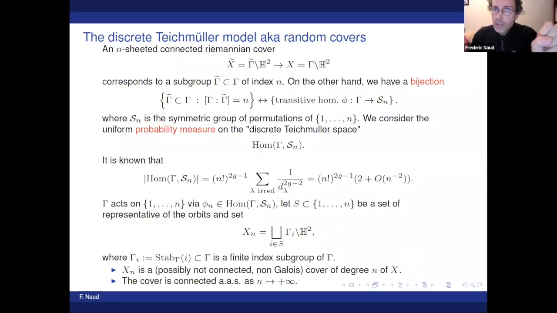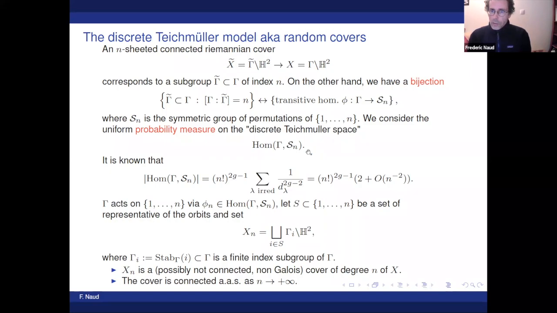And a way to parameterize, a way to view this space of covers, is just to look at homomorphisms from gamma, the fundamental group of the base surface, into the symmetric group Sn. Okay. So whenever you have a homomorphism from gamma to Sn, you have an associated cover. If you want the cover to be connected, you need this homomorphism to act transitively on one to n. If it doesn't act transitively, you have several connected components in your cover, but it's fine. It's not a real technical problem.